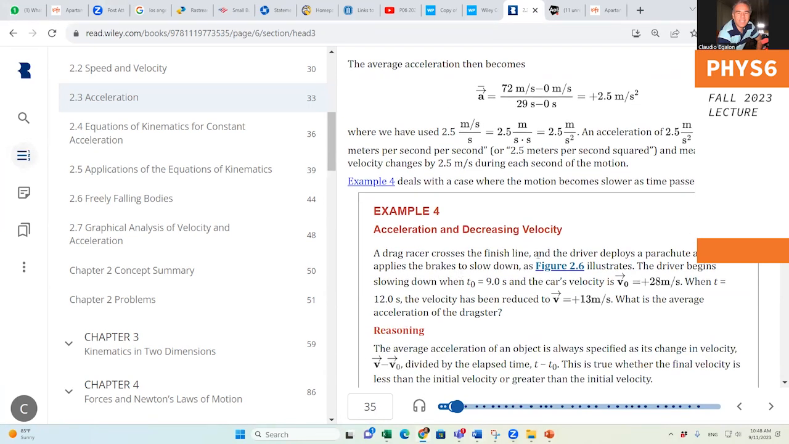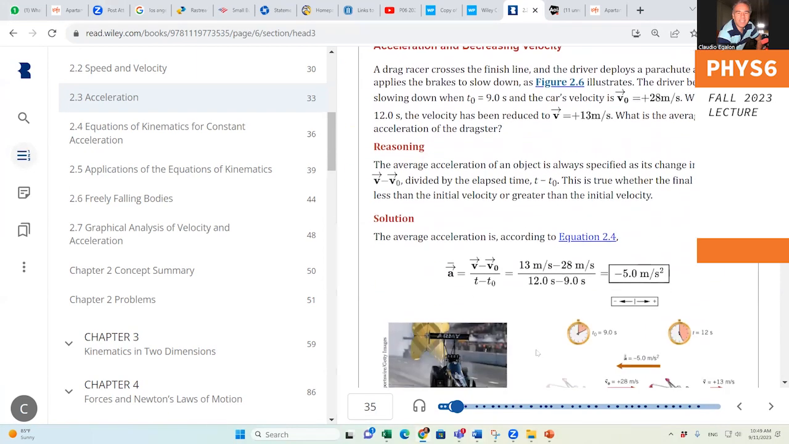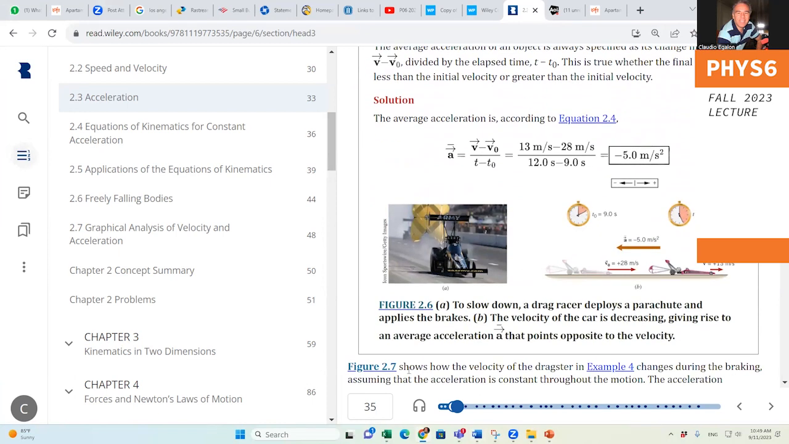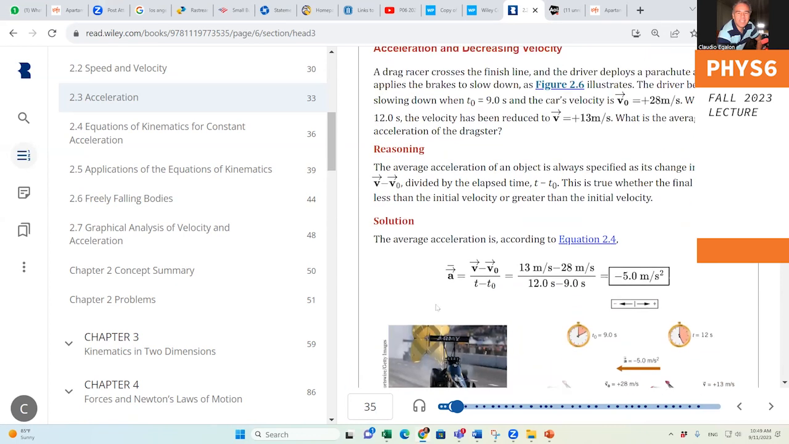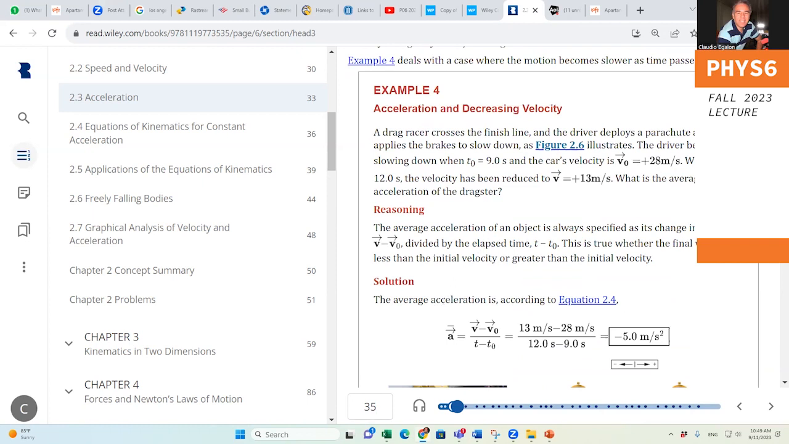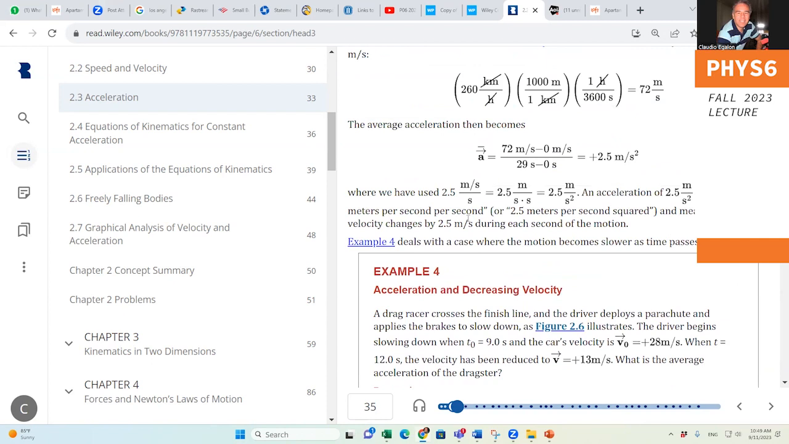A drag racer crosses the finish line and the driver deploys a parachute and applies the brake to slow down. Okay? Here's a drag car. Those cars are very fast, right? It deploys a parachute to slow it down. And he's asking what's going to be the acceleration. When t equal to 12 seconds, the velocity has been reduced to 13 meters per second. What's the average acceleration of the dragster? Okay, that's a very simple example too. It's just a straightforward application of formulas. Okay, so let's do that together.